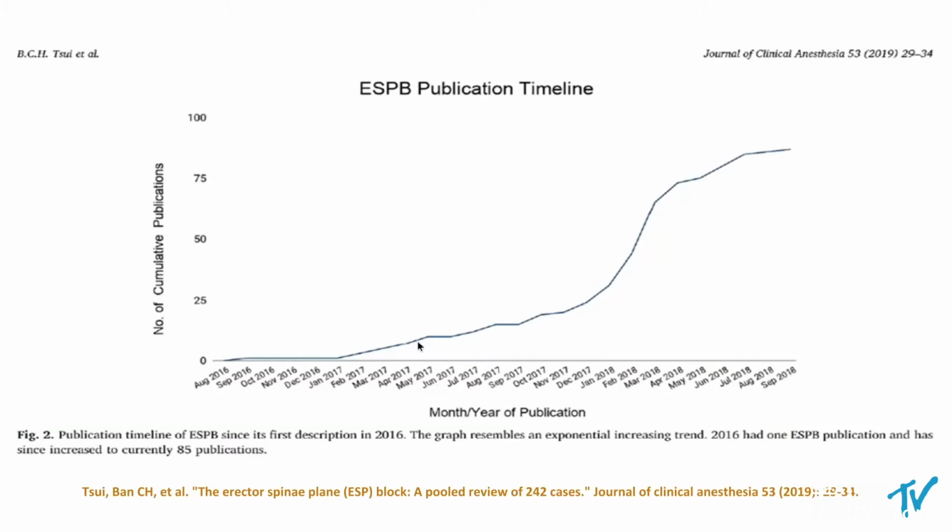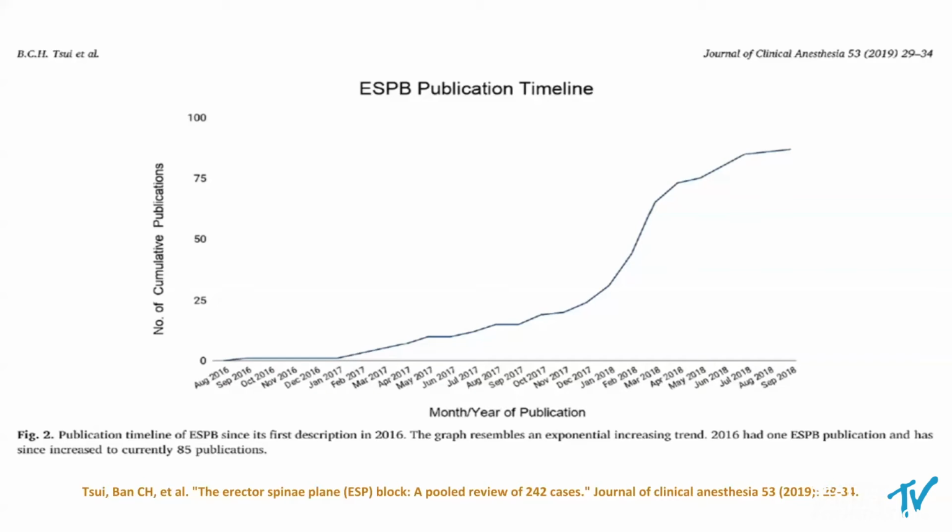So the ESP block is a relatively new thing. It was first described by a group in Canada in August of 2016, and then it started to gain steam. There started to be a few case reports about its use in breast surgery, rib fractures, cardiac surgery, things like that. And then by 2018, there were quite a few case reports and starting to be some retrospective studies. And then here in the last year, we are starting to see some randomized controlled trials come out.